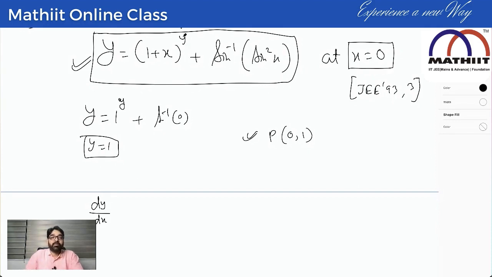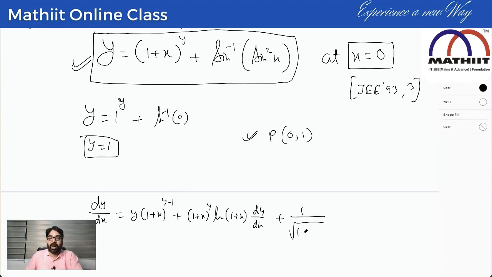Differentiation of this, how will you do it? First, I'm assuming this is the constant: y into (1 plus x) power y minus 1 into the differentiation of the variable, that is 1, plus, now assuming this is the constant, (1 plus x) power y into ln(1 plus x) into the differentiation of the variable. Who is the variable? y is the variable, so dy by dx. Plus sine inverse of something: differentiation is 1 by root of 1 minus something square, means sine power 4x, into the differentiation of sine square, which is 2 sine x cos x.